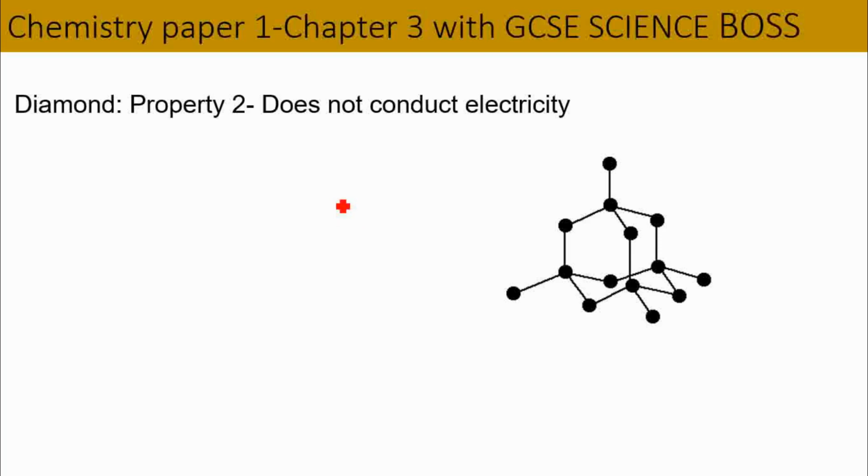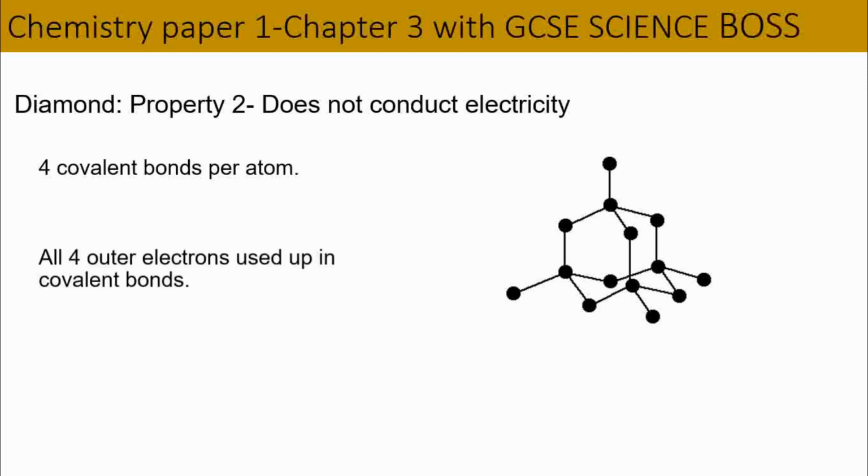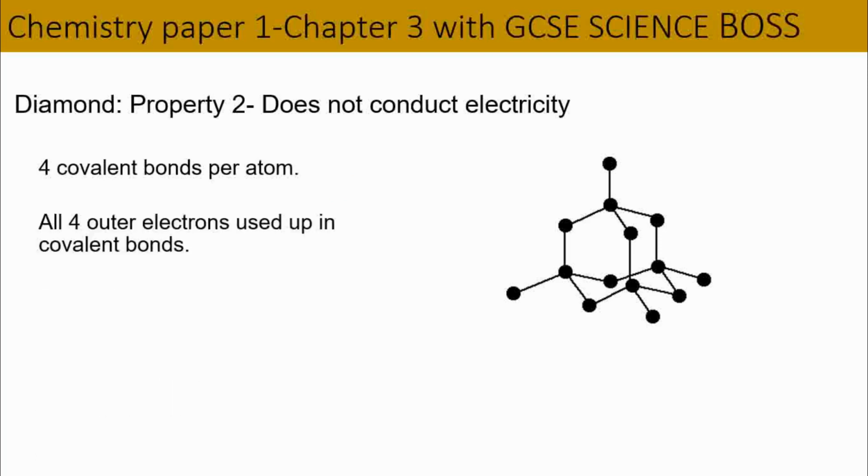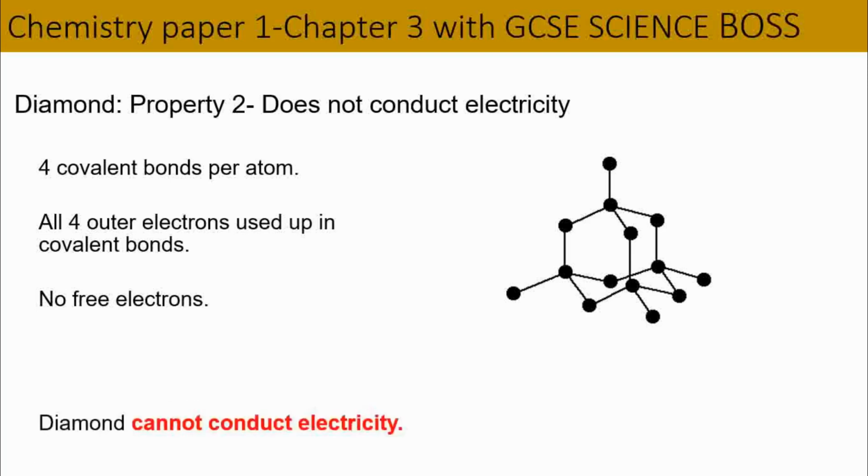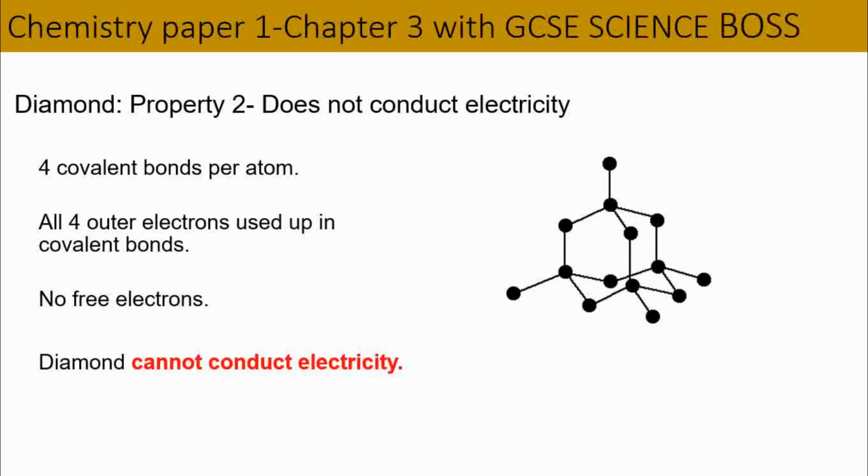Next up, diamond does not conduct electricity. Why is this so? Because again, there are 4 covalent bonds per atom, all of the electrons are being used in the covalent bonds, therefore there are no free electrons to move around the structure, therefore diamond cannot conduct electricity.